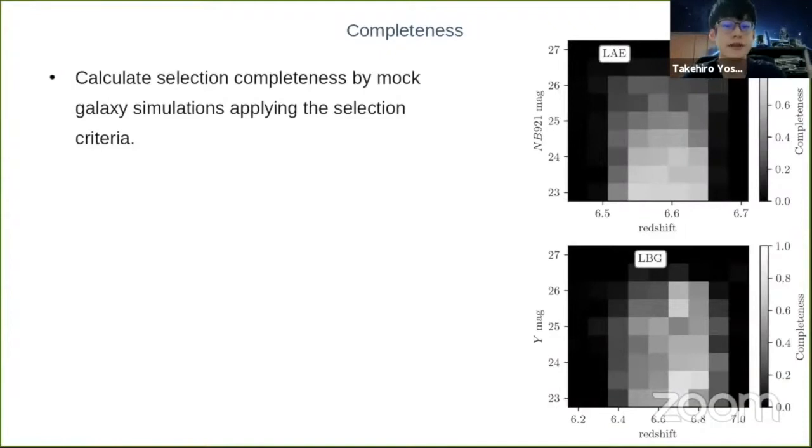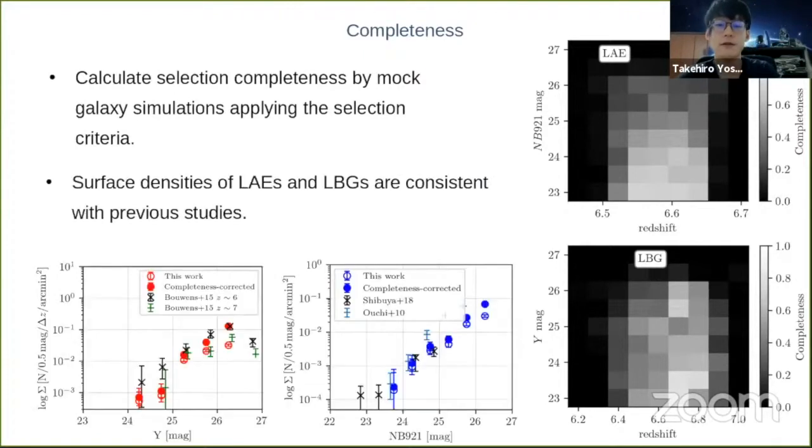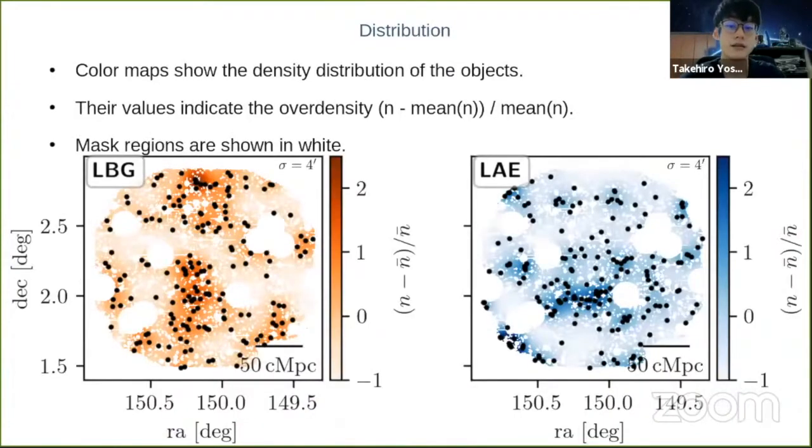Using the selection criteria described in the previous slide, we calculate the selection completeness of LAEs and LBGs by Monte Carlo simulations. After the completeness correction, we find that the surface densities of our samples are consistent with previous studies. Here we calculate the density distributions of LAEs and LBGs. The black dots indicate the positions of the LAEs and LBGs, and the background color maps indicate the overdensity.